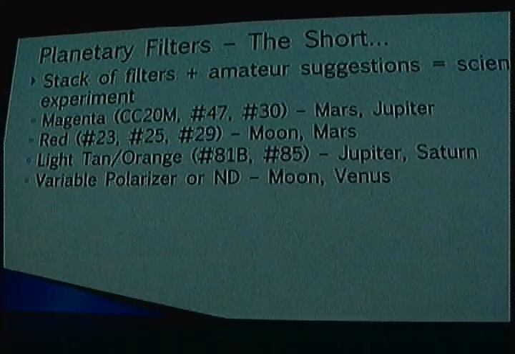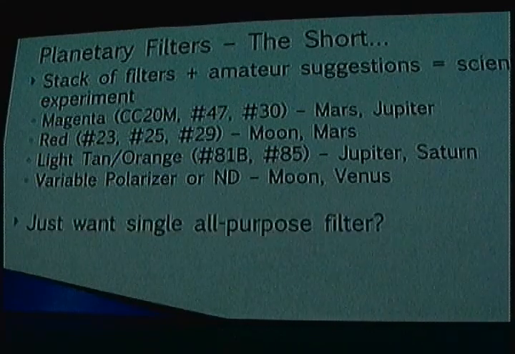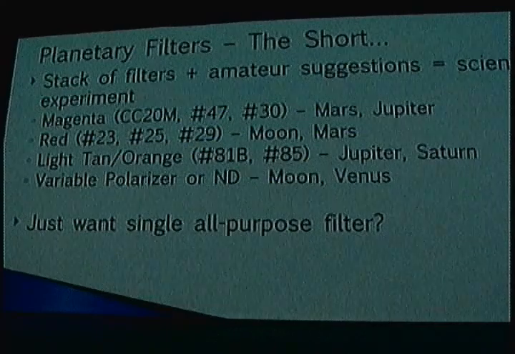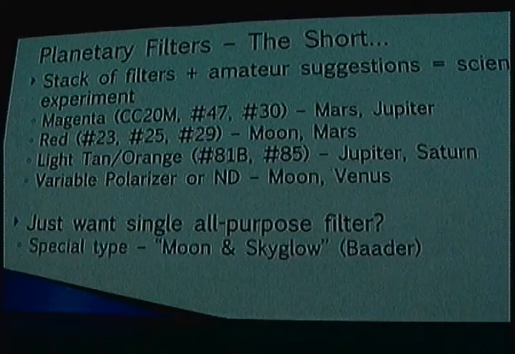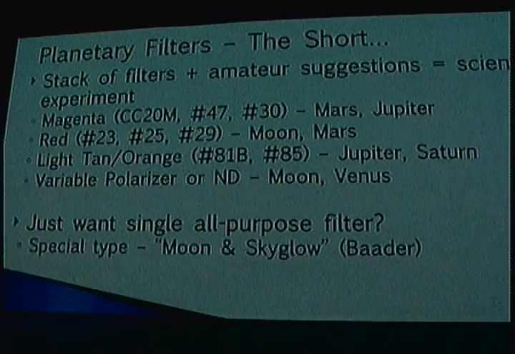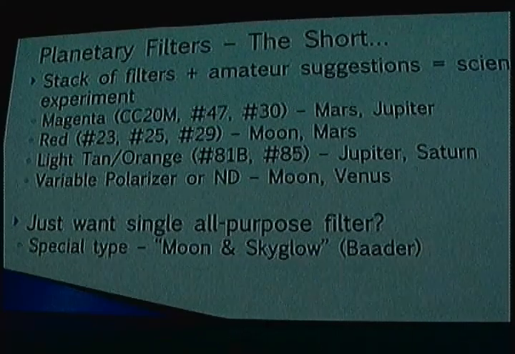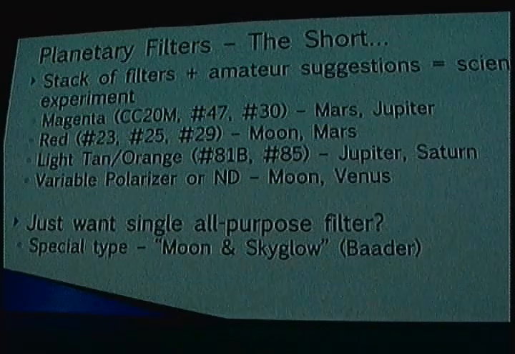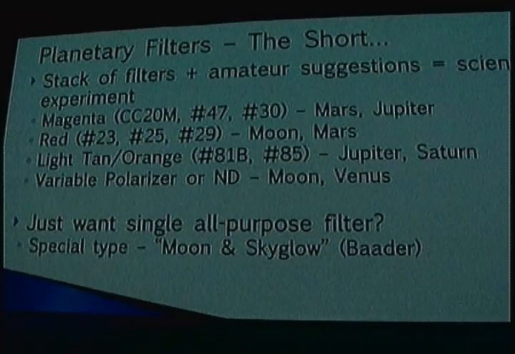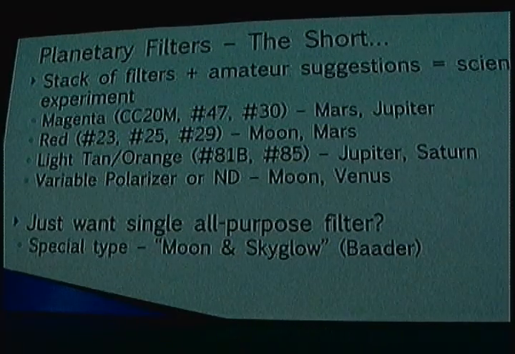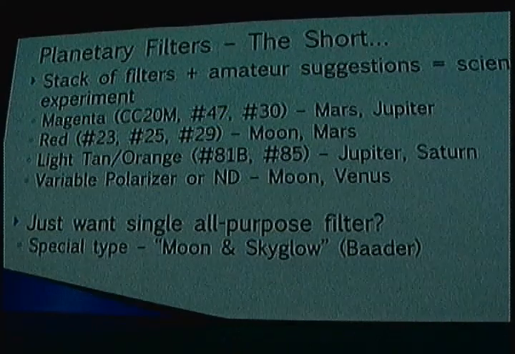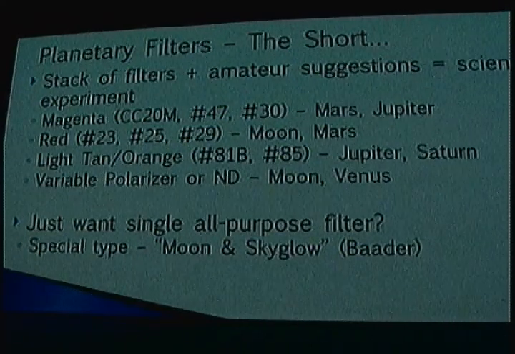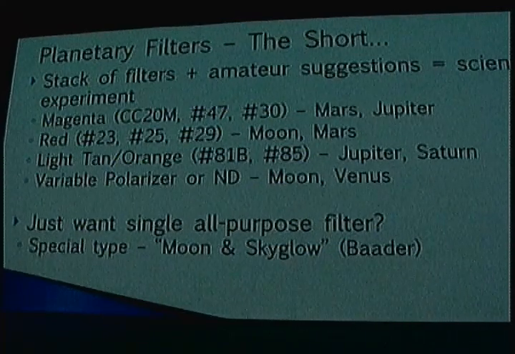But if you want something even simpler, and you're looking for a one-size-fits-all kind of filter, there is something out there. There is something called a moon and sky glow filter, which is what I would class as a special filter. It's not really a color filter. And I'll talk a little bit more about that in part 3. It is, by the way, the only filter that I use today whenever I do solar system observing or imaging.